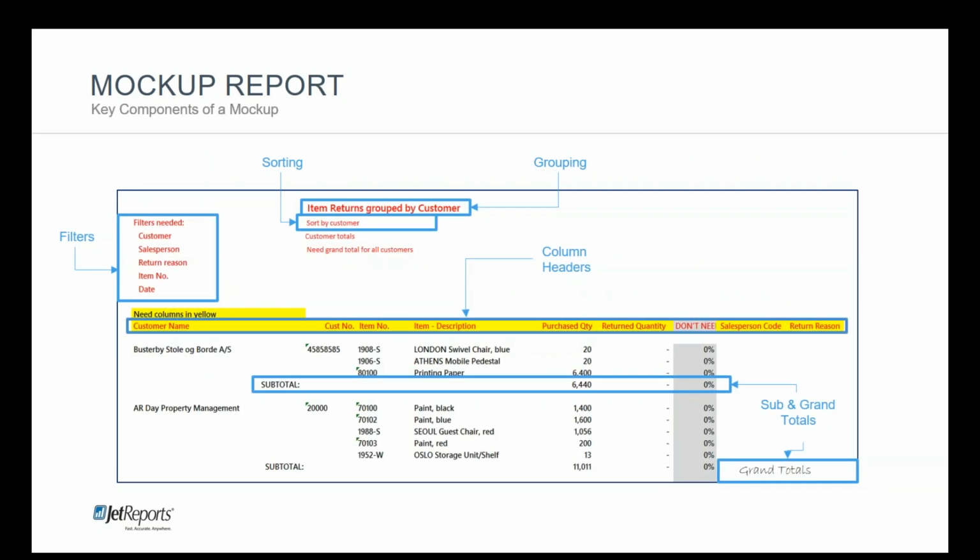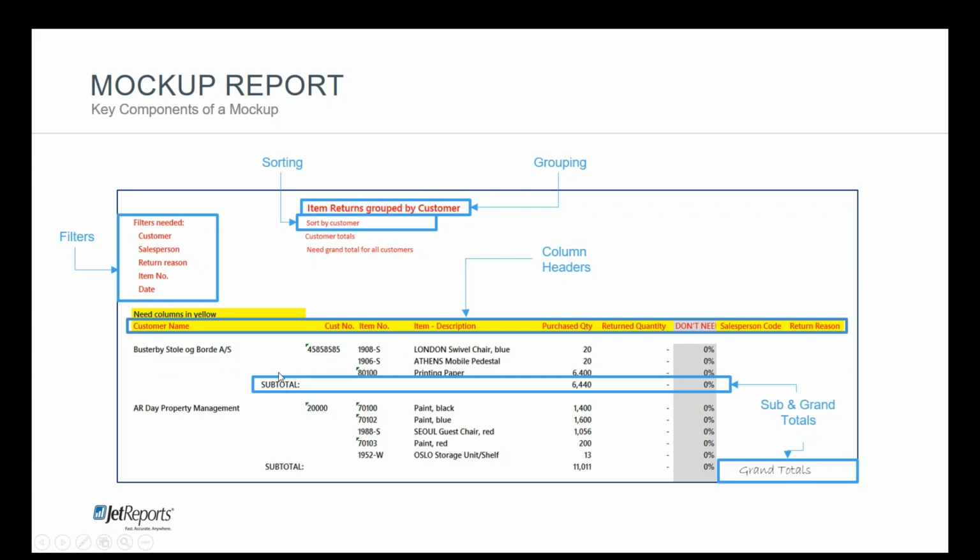Now, here's kind of an example of taking an existing report, and I'm pointing out some of the key things that somebody did in this mock-up. The first thing is grouping. Do I need it grouped? Yeah, I need item returns grouped by customers. Okay, fantastic. So there's a little note so I know about grouping. I can also see that it's grouped here.